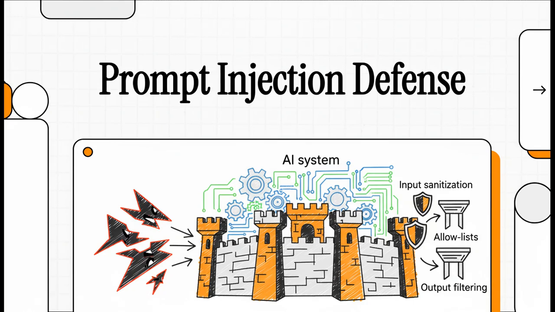Hey everyone, today we are diving into a really critical topic, prompt injection. This is the kind of threat that can literally turn your own AI application against you. So if your app is using tools to interact with the world, you absolutely need to know how to defend it, and that's exactly what we're going to break down right now.